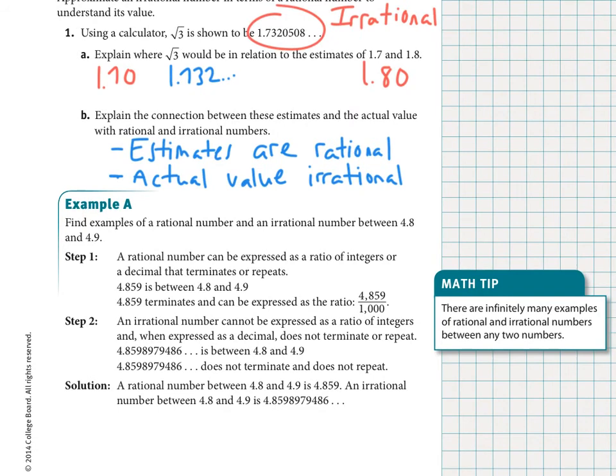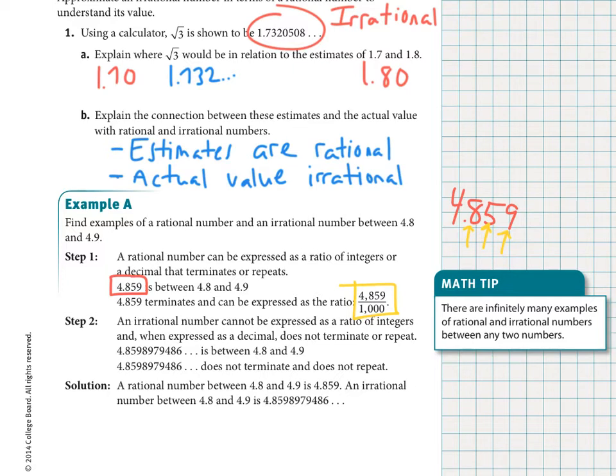Another example here, can we find an example of a rational number and an irrational number between 4.8 and 4.9? If we need an example of a rational number, they just happen to choose 4.859. Since it terminates, it can be written as a fraction. Remember, any decimal that terminates like that, you can think about tenths place, hundredths, thousandths. So we can write 4.859 as a number over 1,000, and since it's a fraction, that's the definition of a rational number.